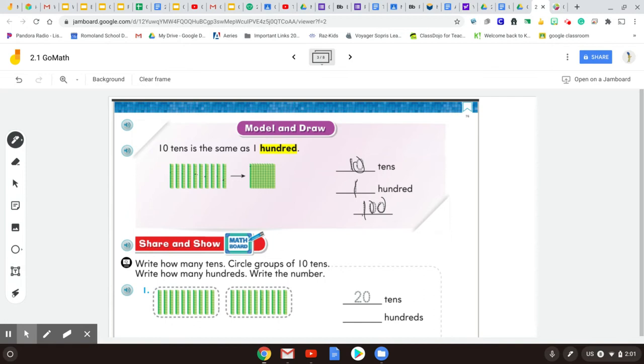Share and show on the same page, page 58. Write how many tens. Circle the group of 10 tens. Write how many hundreds, and then write the number. So they've already circled the 10 tens here. So we have 1, 2, 3, 4, 5, 6, 7, 8, 9, 10 tens. We're going to circle that. We're going to circle this group of tens. We have 10, 20 tens, so go ahead and write 20 tens, which equals 2 hundreds or 200.